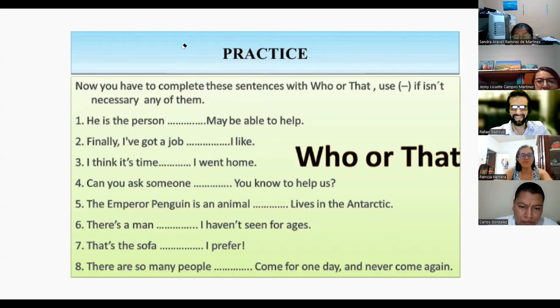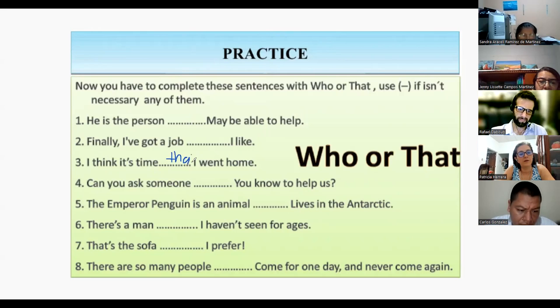No. Well, but if we change leaves by leaving, yes, of course. The emperor penguin is an animal living in the Antarctic. Maybe yes. In that case, yeah, that is correct. So, guys, the difference is, check this out. If you use that here, I think it's time that, right? We use that here, right? But notice what comes after that. What comes after that, guys? The verb to be. The verb to be. No. In this case, no, of course.